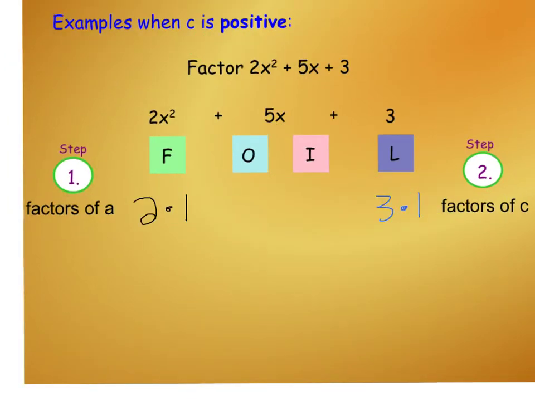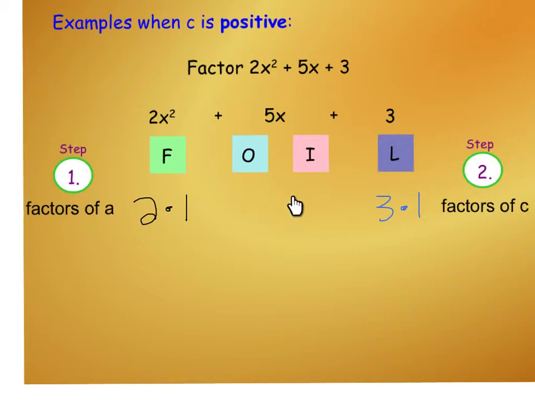Alright, we're going to try this again with simpler numbers. We need to factor 2x squared plus 5x plus 3. So I'm going to take my coefficient of x squared, a, and I'm going to write the factors of this. The factors of 2 are just 2 and 1. Next, I'm going to write the factors of 3, 3 and 1.